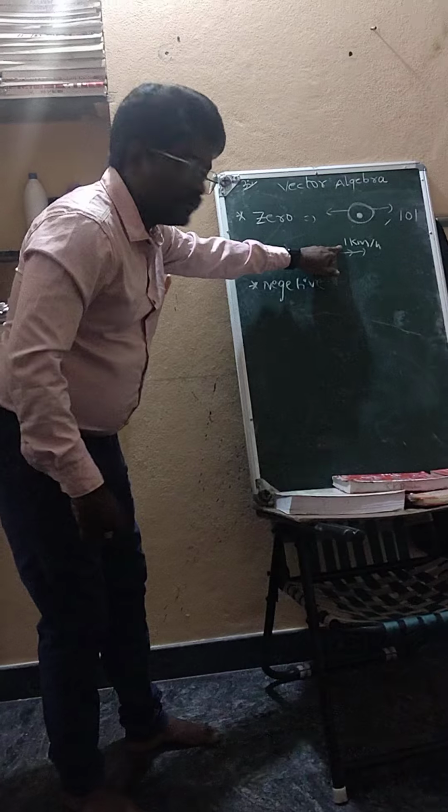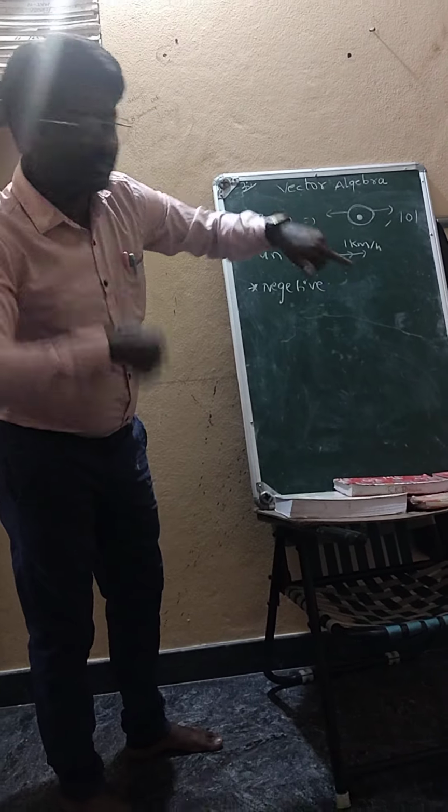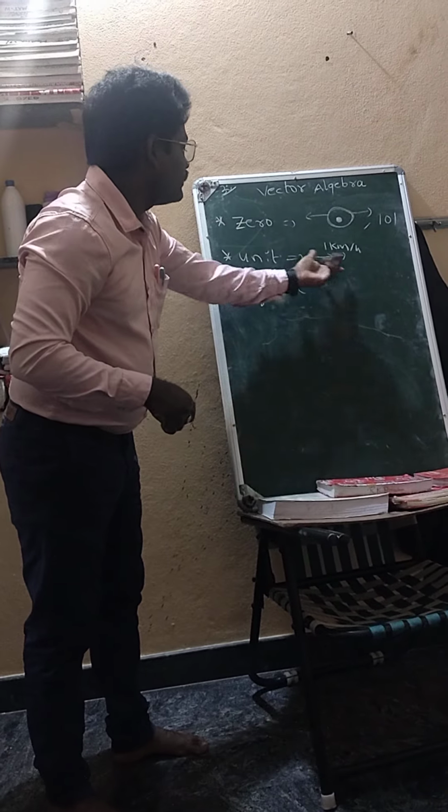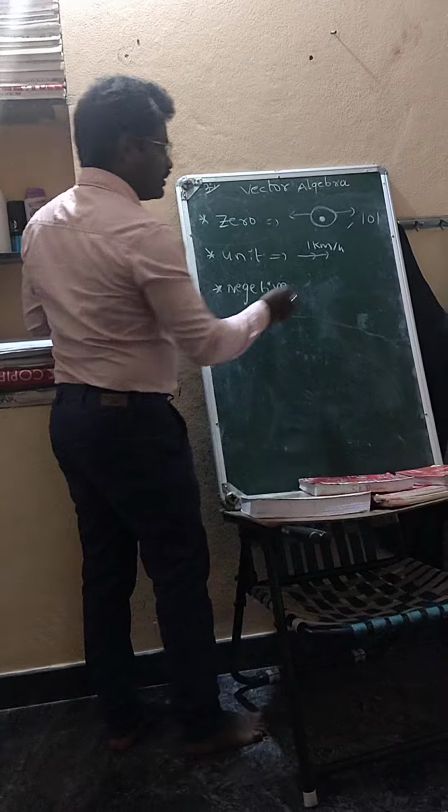Unit vector means the train is moving, okay, but at a speed of 1 kilometer per hour. Unit means 1. Unit means 1 kilometer per hour, unit vector. And negative vector, small condition.